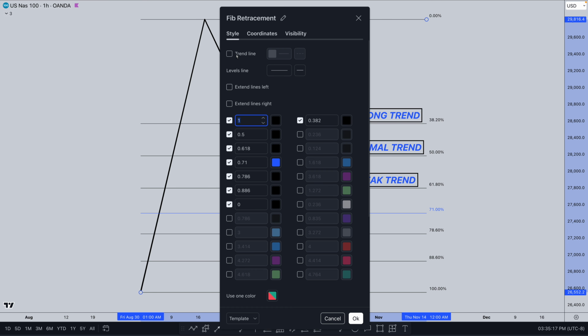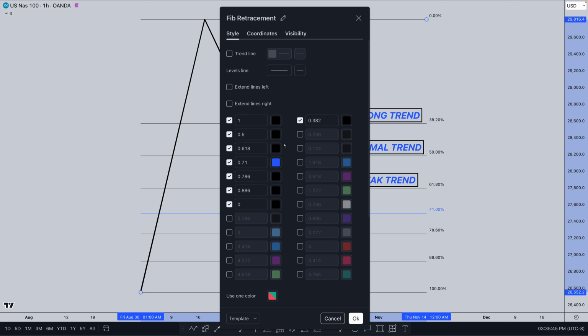I do have the trend line unchecked. I do have nothing here checked, right? And these are the settings, right? The 1, the 50%, 61%, 71, 786, 886, and the 0. And I do have the 382 here as well. And there's other ones you can do like the extensions and all that, but I just like to stick to the bare minimum basics. I don't want to make it too difficult.